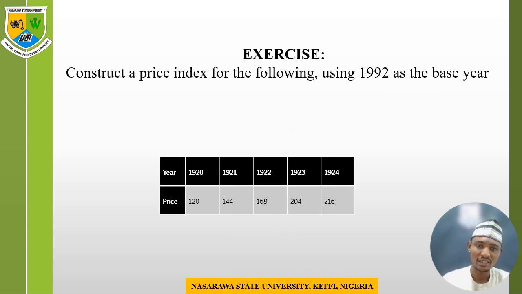Now, this is an exercise for the students. We want to make use of this particular table to construct a price index for the years 1920 to 1924, but in this case we are taking 1922 as our base year. So if you look at our previous example, you should be able to solve this with ease.